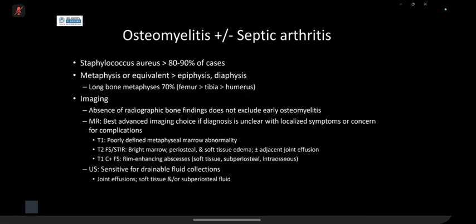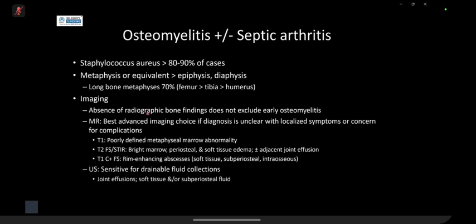So there are different bugs depending on their age. So 6 months to 4 years, you think of Kingella. If you've got sickle cell, you think of Salmonella. Staph aureus is the most common. And of course, if you have any penetrating injury, I think you have Pseudomonas. Often you get it in the metaphyses, like what Dr. Kapoor mentioned earlier. Of course, often the long bone metaphyses.